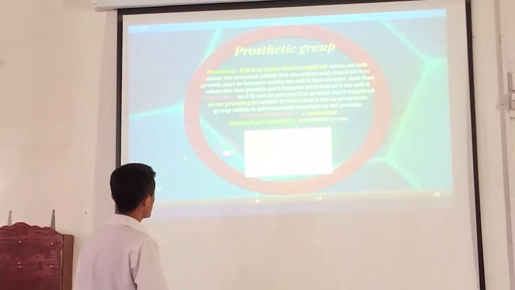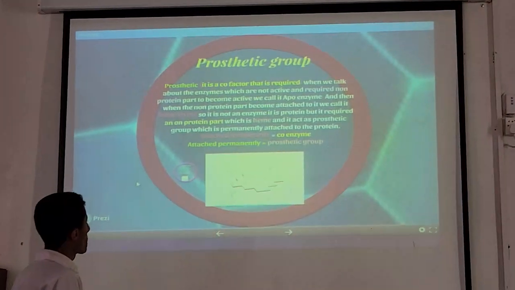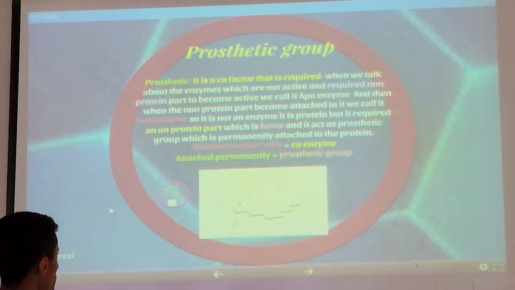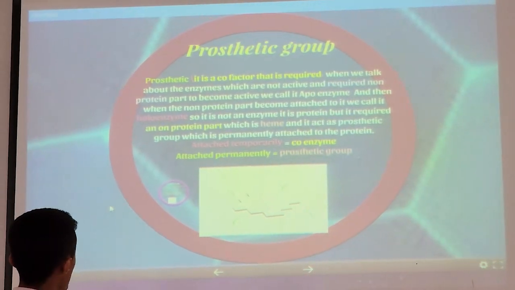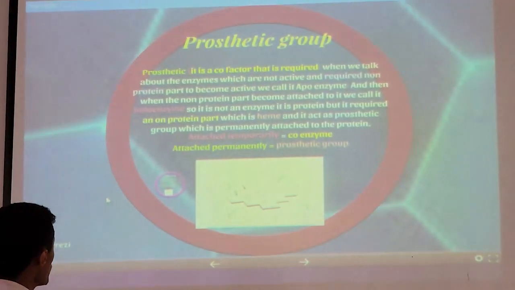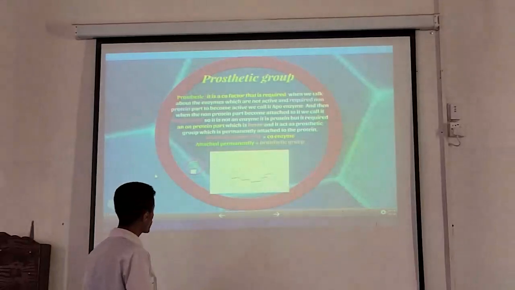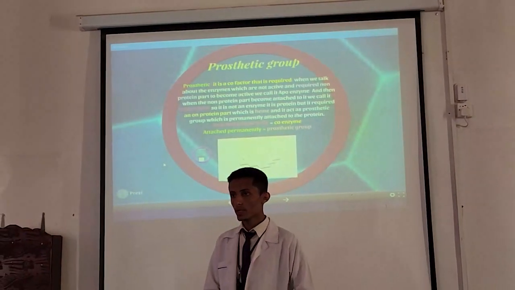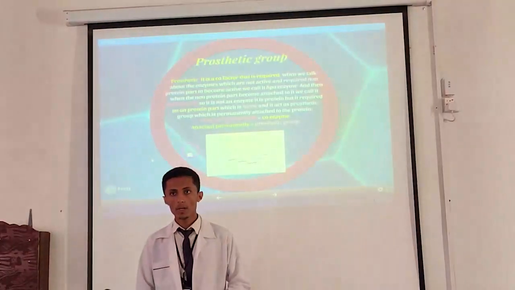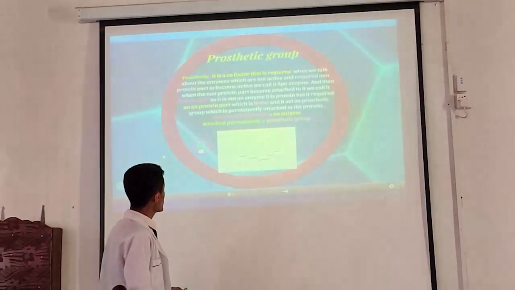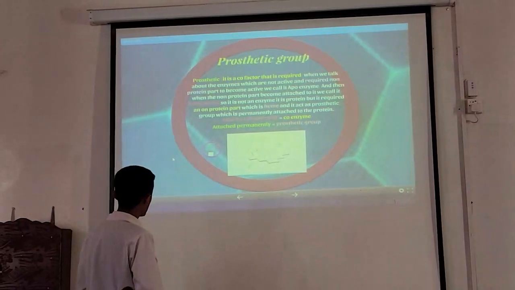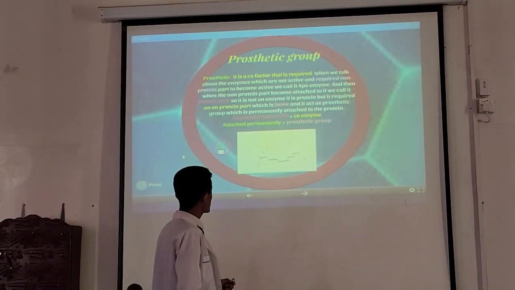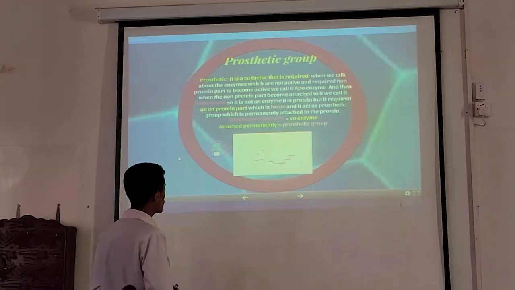The prosthetic group, for example, we have hemoglobin. Hemoglobin is a conjugated protein which has its prosthetic group, which is the heme ring. The prosthetic group is the cofactor that is required for the function of the protein. When we talk about enzymes, we know that enzymes are proteins, but they don't work except when they bind with a cofactor or coenzyme, and then they work efficiently.